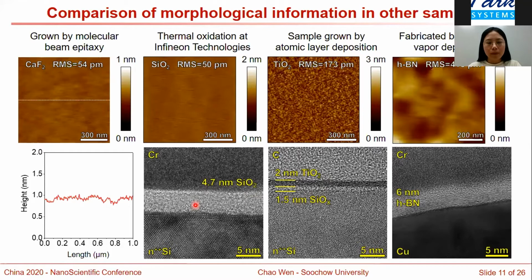From the TEM images, we can find that these two oxide layers are amorphous and there is almost no thickness fluctuation. The third example is hexagonal boron nitride fabricated by chemical vapor deposition. We can find that the roughness value is a bit larger than 400 picometer, but it is still very flat. From the TEM image, we can find that the hexagonal boron nitride has a clear layer structure, but with amorphous defects.